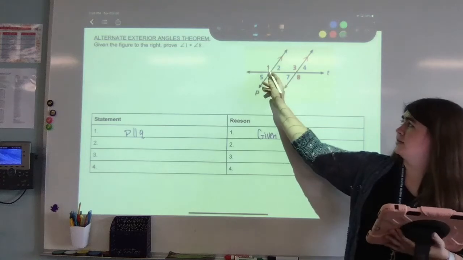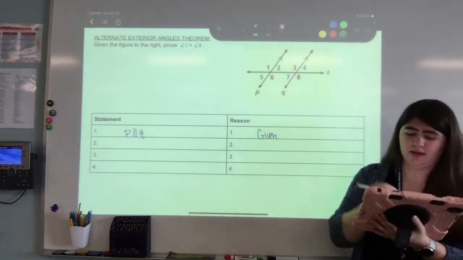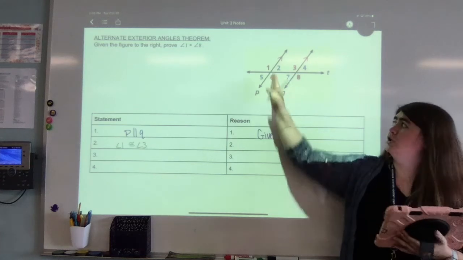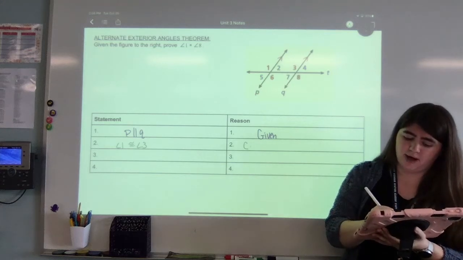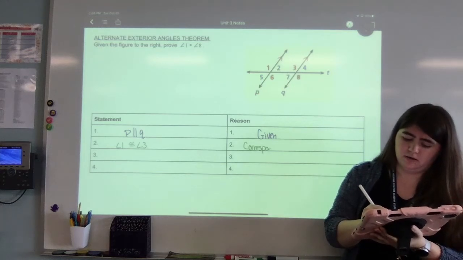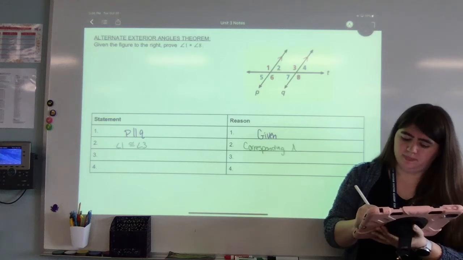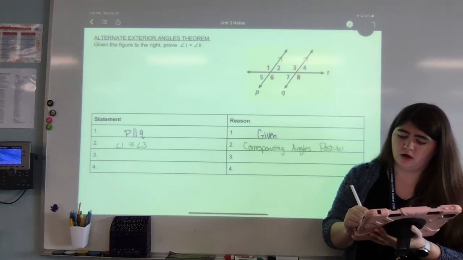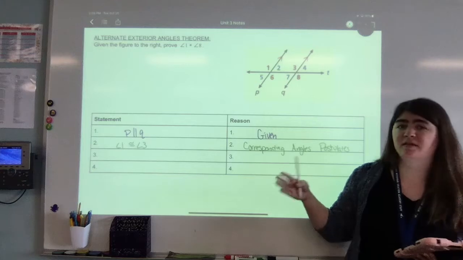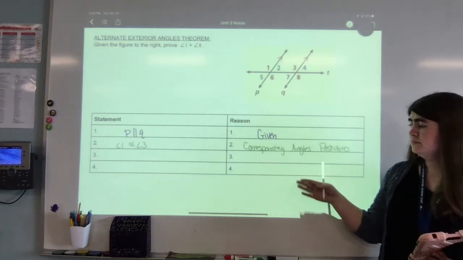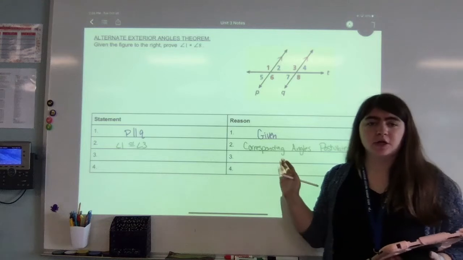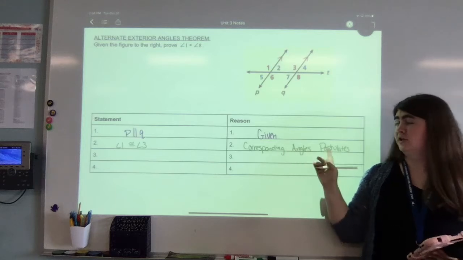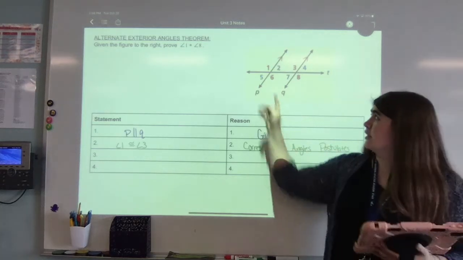I have angle 1 that I'm going to start with, so I'm going to say angle 1 is congruent to angle 3, and I know that because of the corresponding angles postulate. Just a reminder, postulates are things that we are allowed in math to say are true without proving them. So a postulate is a really good thing to put in a proof because you don't have to have proven it. It's just automatically true. So we have angle 1 is congruent to angle 3.